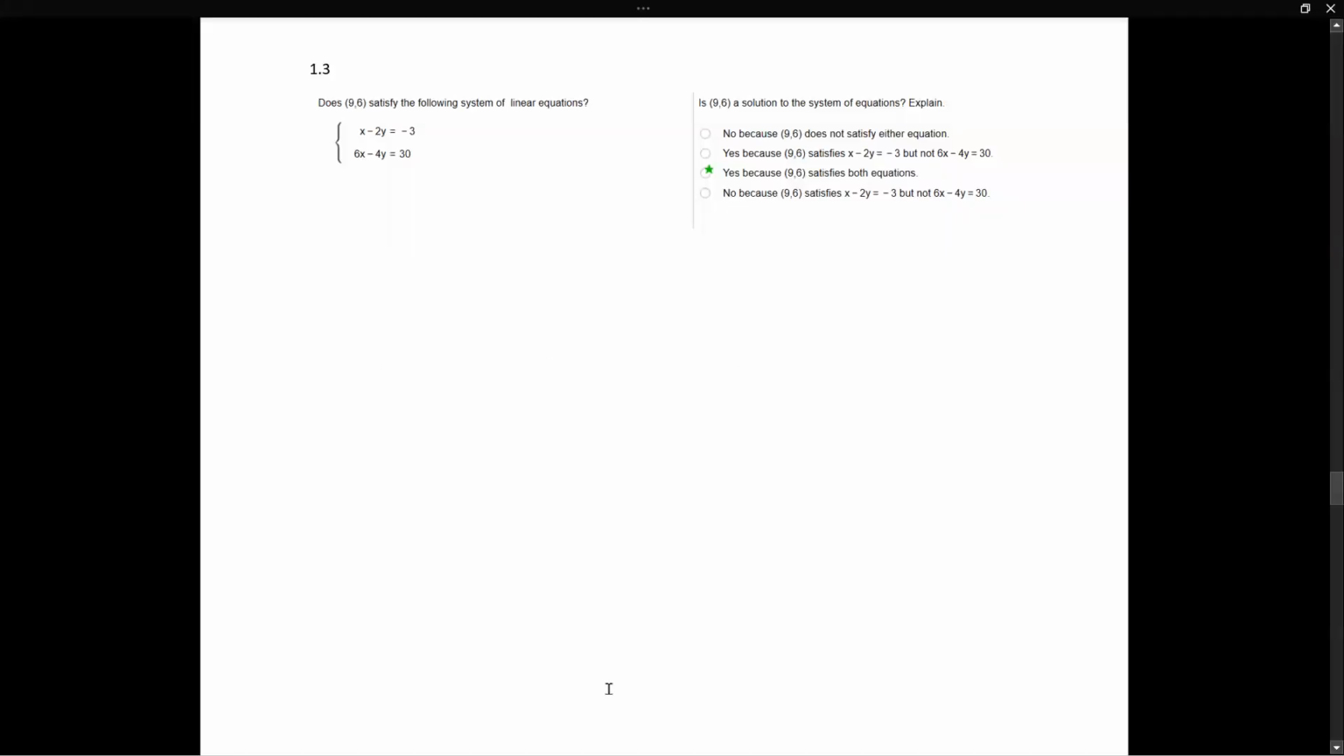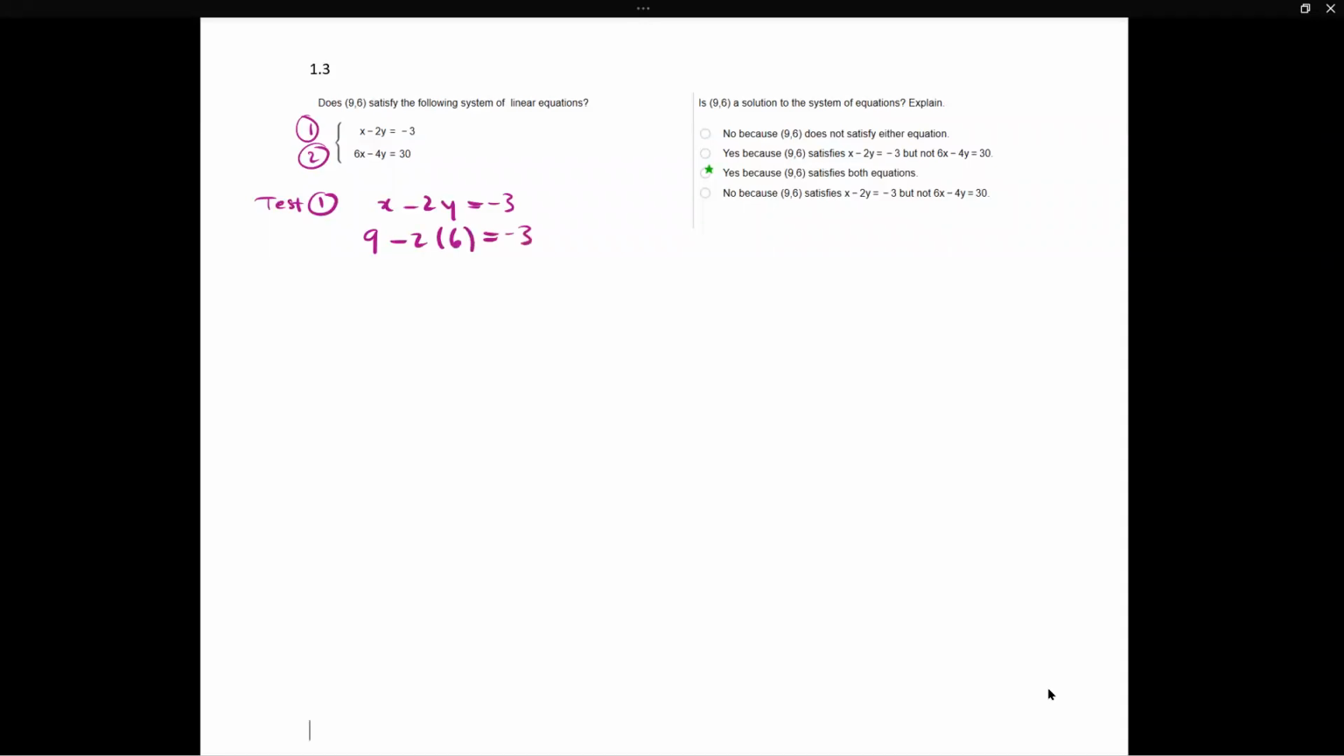Hello everybody, this is the second video for chapter 1, section 1.3. Now the question is, does this point satisfy the following system? As you see, this is a system of two equations. So we're going to test the first equation with a 9 for x and a 6 for y, which is true. Then we need to test the second one, and it needs to work for both equations.